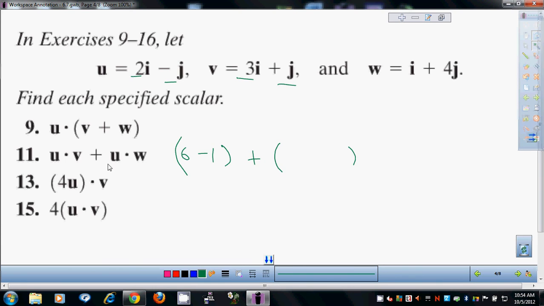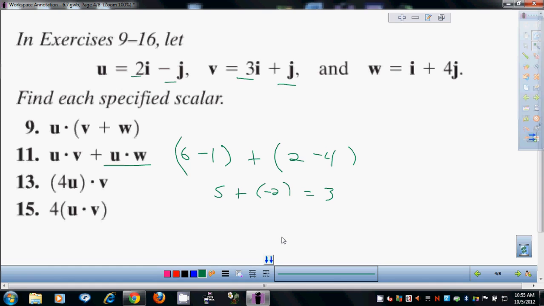Plus u dot w. Negative 2 times 1. Oh, excuse me, positive 2 times 1, 2. Negative 1 times 4. So that's 5 plus negative 2. So the answer to this whole problem is 3.